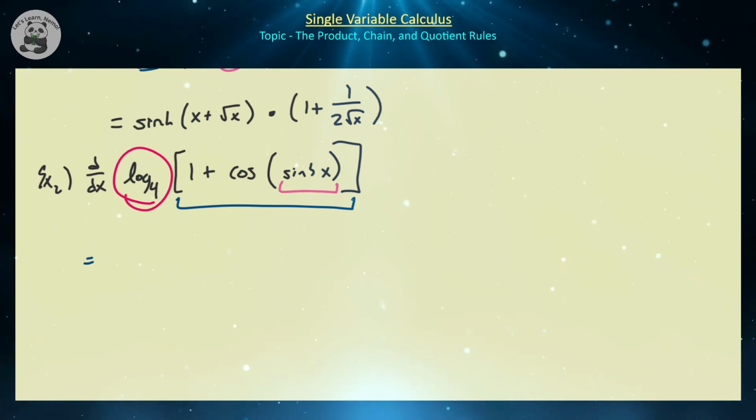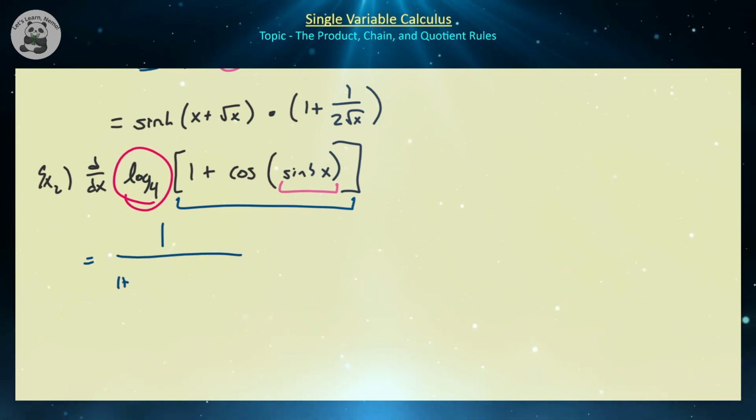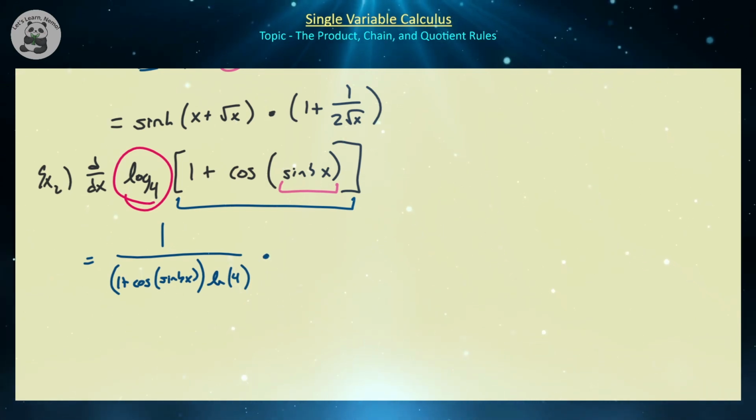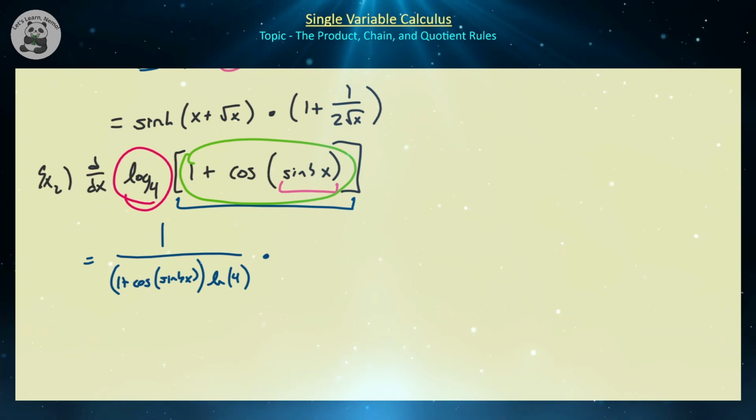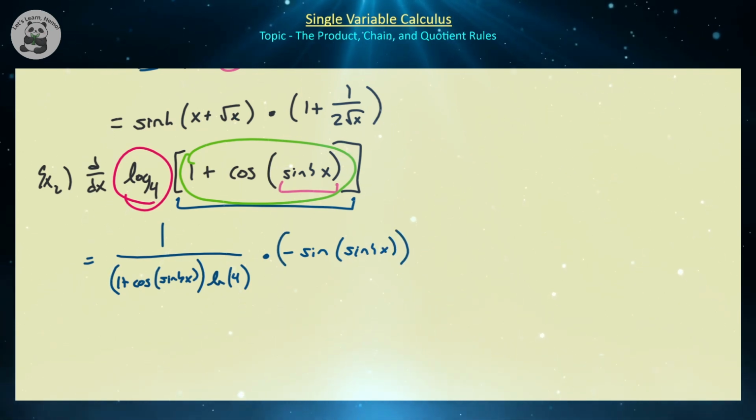So the derivative of the log base 4 of something is going to be 1 divided by something times the natural log of that base, and then times the derivative of the inside. So the derivative of the inside function is going to be equal to what? So the derivative of 1 is 0, and the derivative of cosine of something is going to be minus sine of something. Right, so that's the derivative of that green circle. And now we take the derivative of its interior function. So the derivative of a hyperbolic sine of x is just going to be equal to hyperbolic cosine of x. And that would be your answer.